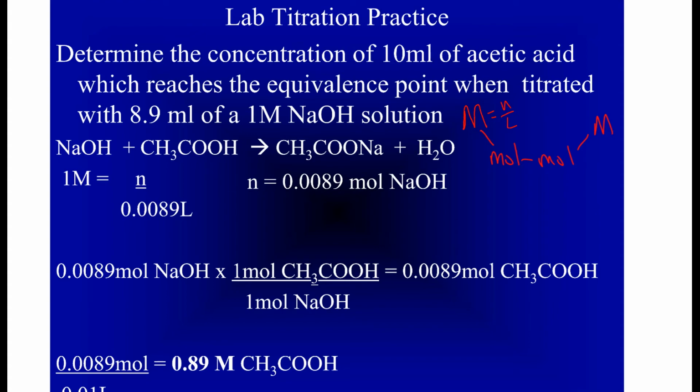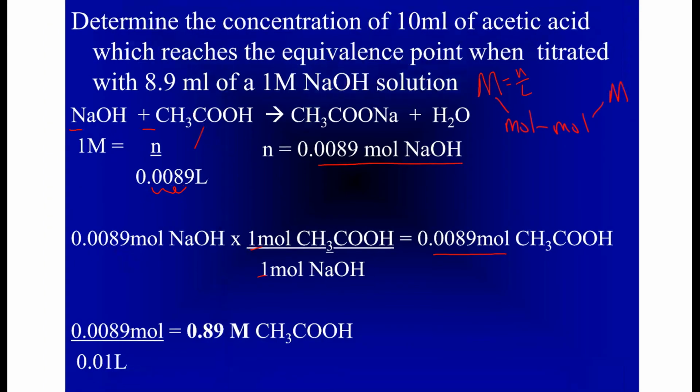Okay, so first step. 1 molar solution equals n over 8.9 milliliters, which we move the decimal 3 times, and we find out we used 0.089 moles of sodium hydroxide. It's just a 1-to-1 ratio. So right down here, where's our 1-to-1 ratio? That will give us this many moles of acetic acid. And then finally, we need to go to molarity, and we have 0.089 moles of acetic acid divided by however much we started with, which was 10 milliliters, and that's going to give us our molarity of acetic acid. So that's how you do a titration problem.